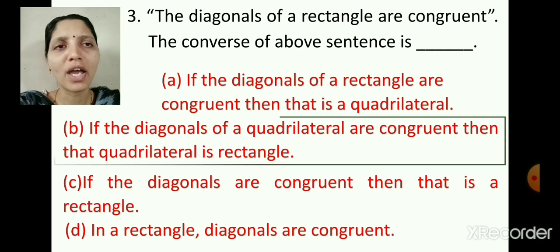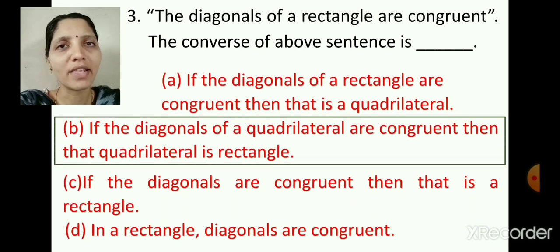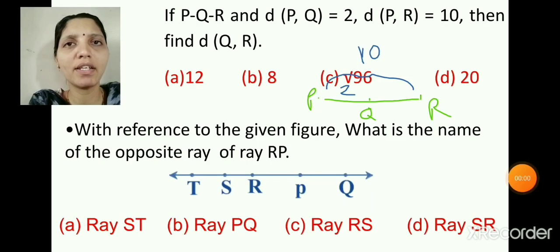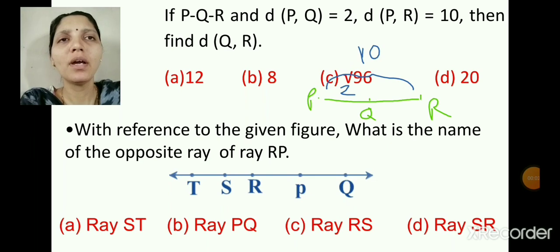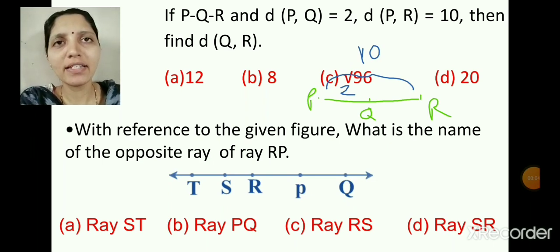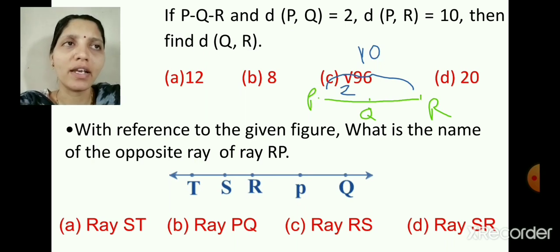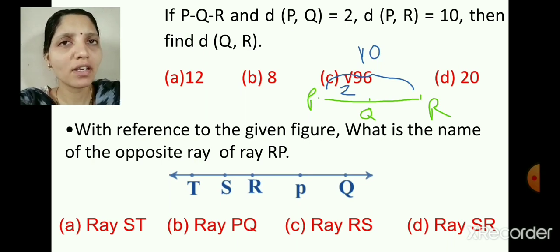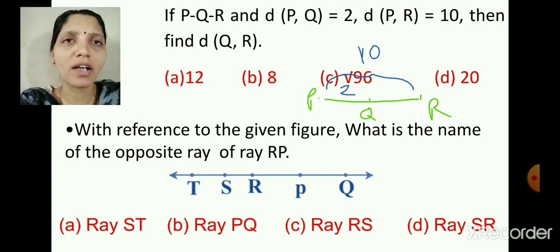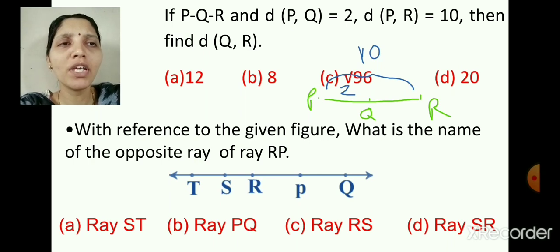So first you have to read all the options and then you have to select your correct answer. See the next question. Here P-Q-R are collinear, and distance PQ is given as 2 and distance PR is given as 10. And you have to find distance QR. Now this question can be asked for 2 marks. So first you have to draw the figure, collinear points P, Q, R. Now PQ is given as 2 and PR is given as 10.